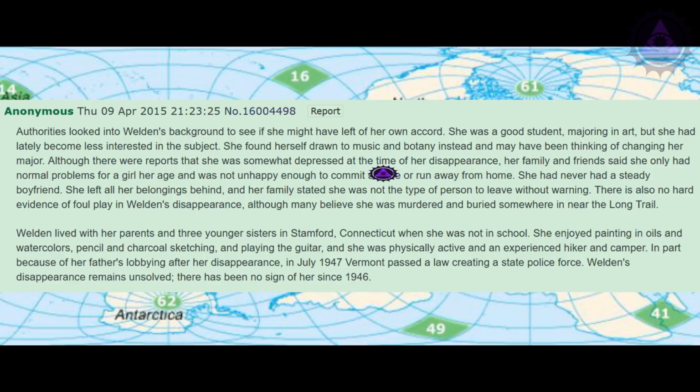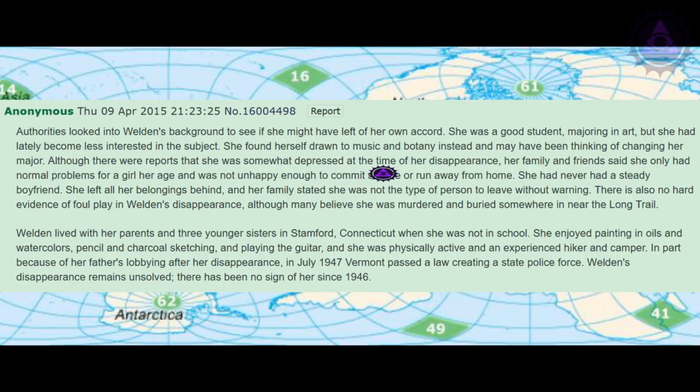She left all her belongings behind, and her family stated she was not the type of person to leave without warning. There is also no hard evidence of foul play in Welden's disappearance, although many believe she was murdered and buried somewhere near the Long Trail.